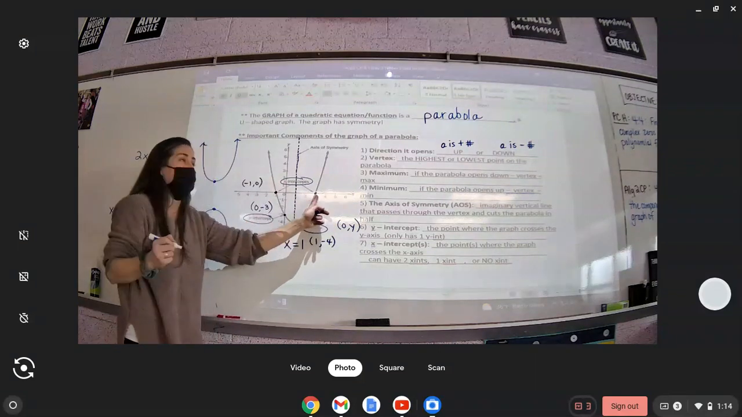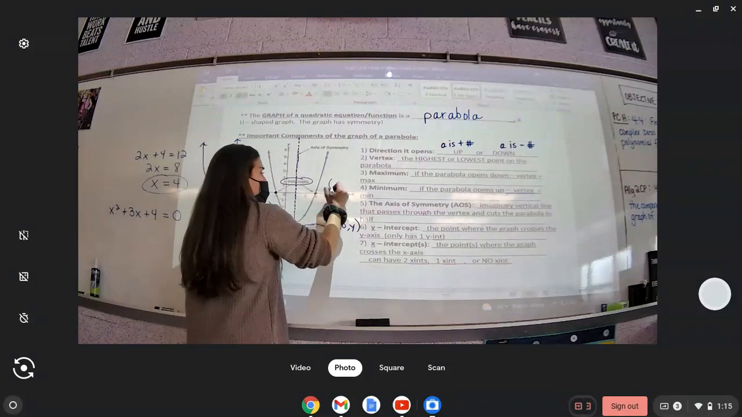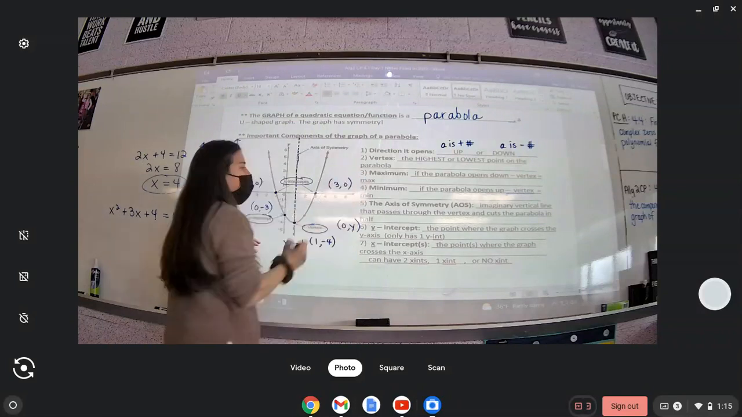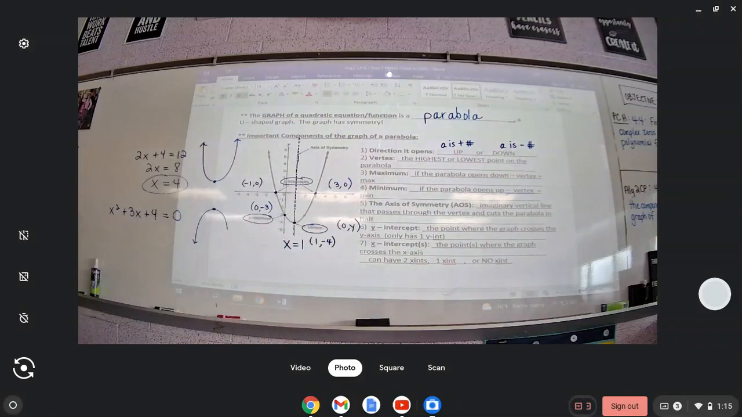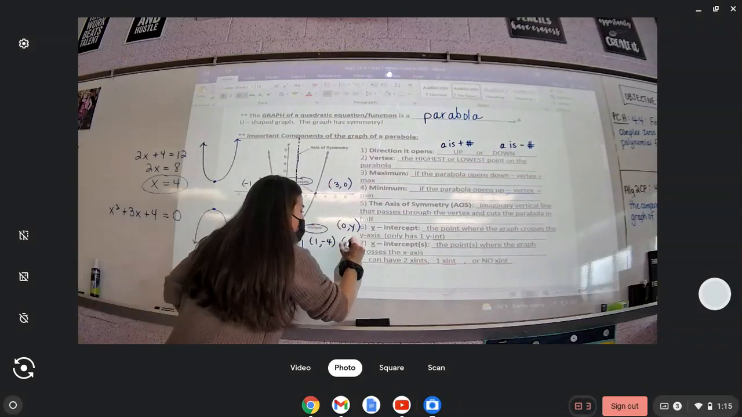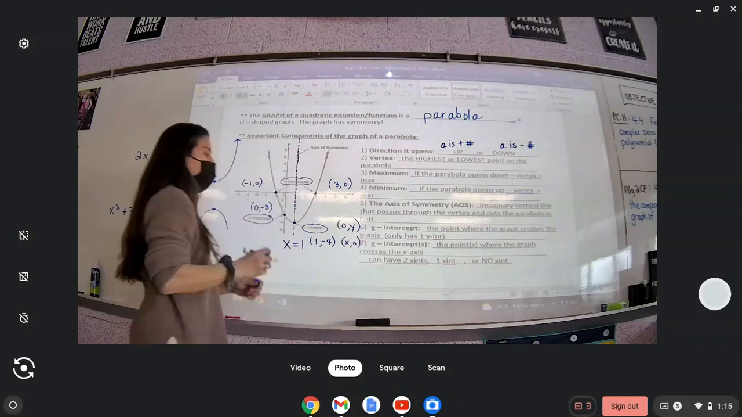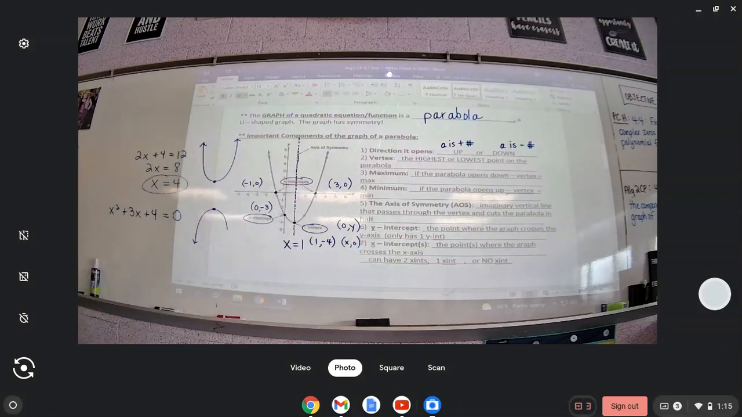And then what ordered pair is that? 3, 0, right? X is 3 when y is 0. So if you are an x-intercept, you have an x value when y is 0. All right, now this is really important.